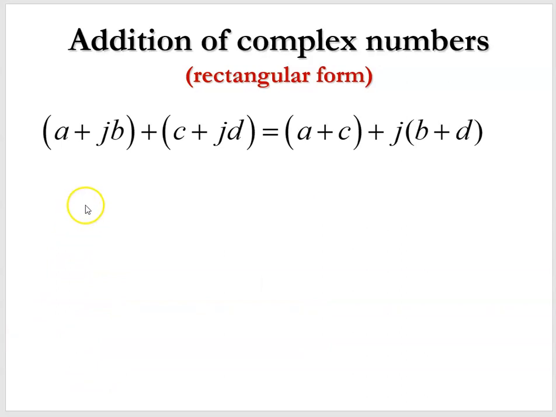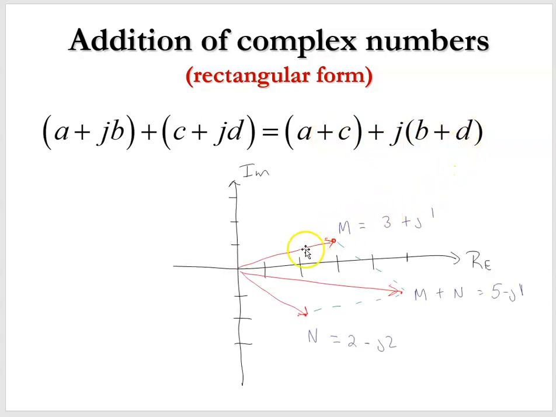We can add complex numbers. If we were to add a plus jb to c plus jd, we add the real part and we add the imaginary part. So we end up with a plus c, that's our new real part, and b plus d, that's our new imaginary part. When we're adding, we can work with these just like we worked with vectors.